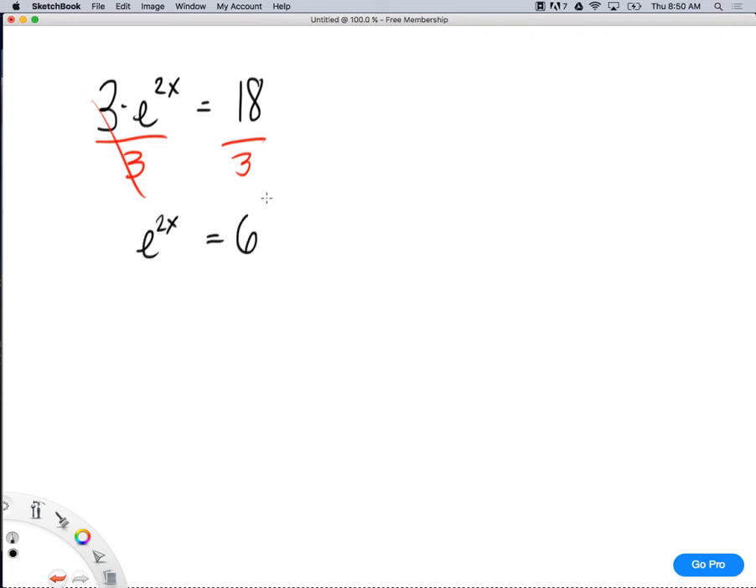Now, you could also be given something like this. 3 times e to the 2x equals 18. All right, so maybe you've got something with e in it. Well, remember, e is just a number, so I treat it the same way. I divide both sides by 3. I get e to the 2x equals 6.